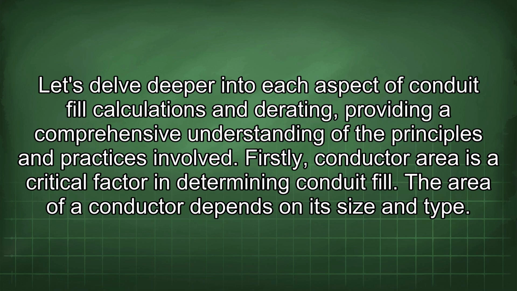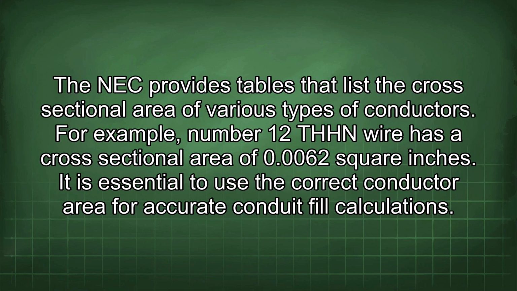Let's delve deeper into each aspect of conduit fill calculations and derating, providing a comprehensive understanding of the principles and practices involved. Firstly, conductor area is a critical factor in determining conduit fill. The area of a conductor depends on its size and type. The NEC provides tables that list the cross-sectional area of various types of conductors. For example, number 12 THHN wire has a cross-sectional area of 0.62 square inches. It is essential to use the correct conductor area for accurate conduit fill calculations.